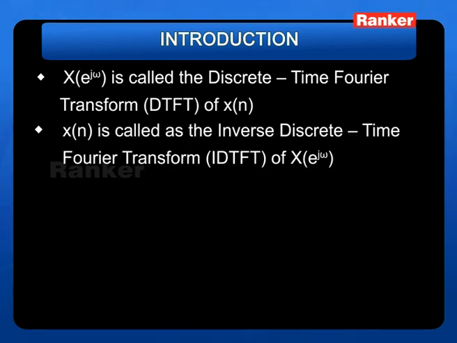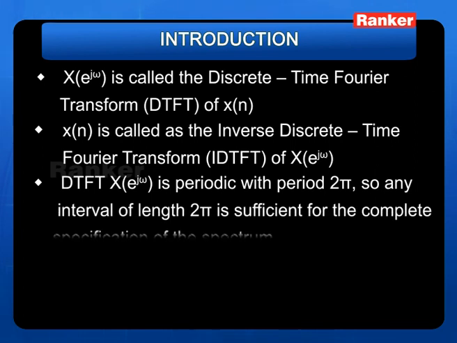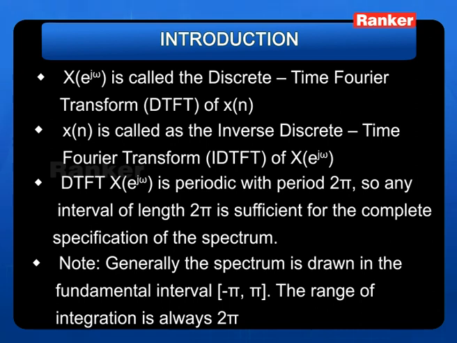X of n is called the inverse discrete time Fourier transform, that is IDTFT of X of e to the power of j omega. DTFT of X of e to the power of j omega is periodic with a period 2 pi. So, any interval of length 2 pi is sufficient for the complete specification of the spectrum. Note, generally the spectrum is drawn in the fundamental interval of minus pi to plus pi. The range of integration is always 2 pi.